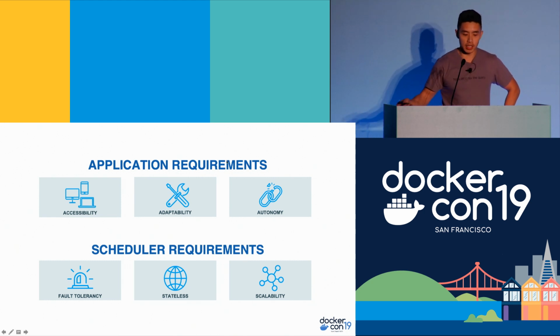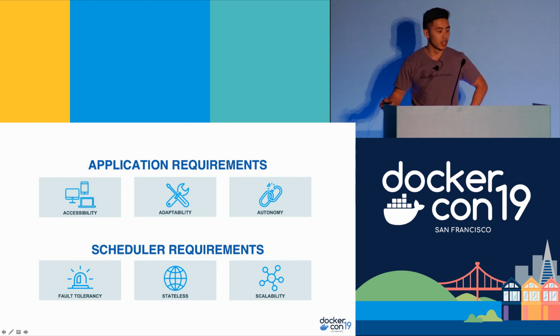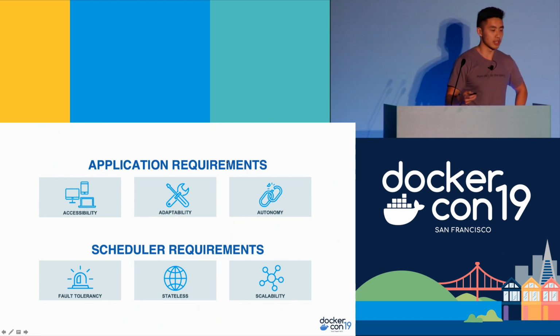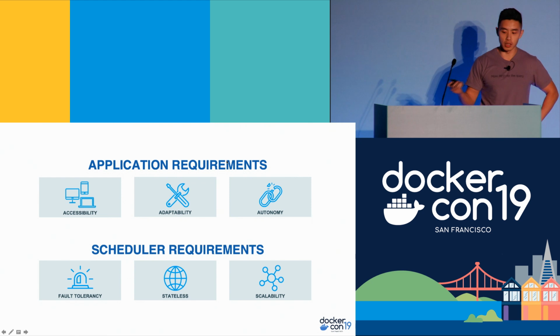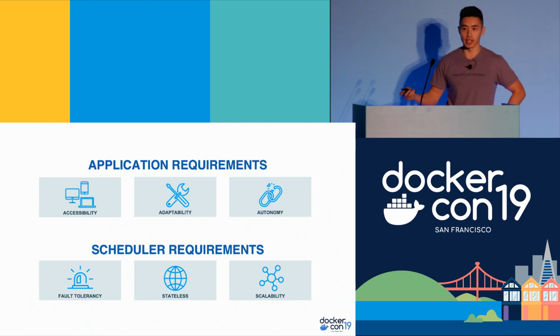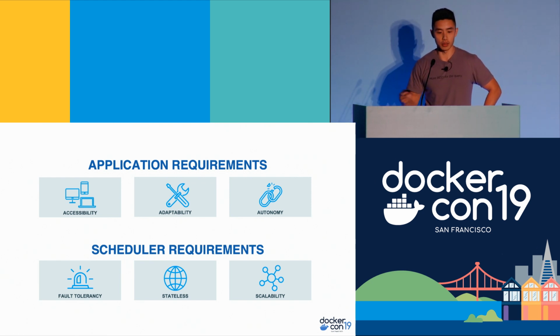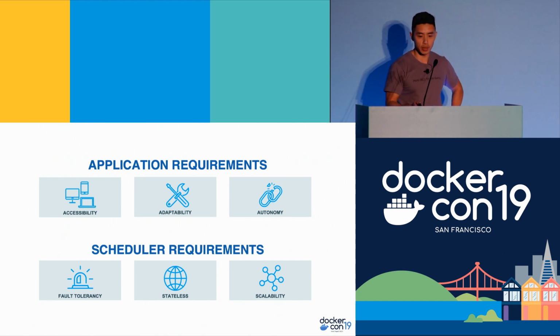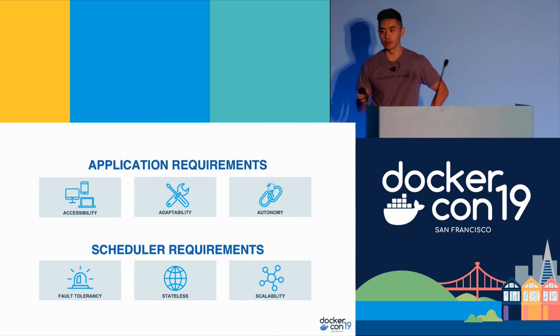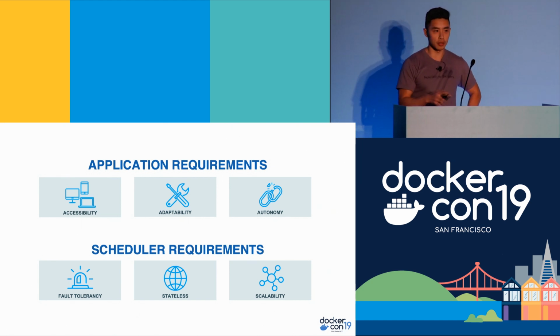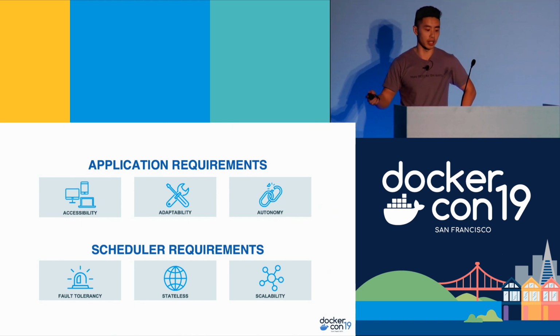On the scheduler side, fault tolerance is a big one for us. We need to think about what happens when pods or containers fail, or when even nodes go away. What happens during the life cycle of a container as it restarts and gets scheduled on different hosts. Statelessness is an interesting one for us as well. We really wanted to draw the line in terms of where state is being managed on the scheduler and where state is being managed on the application.